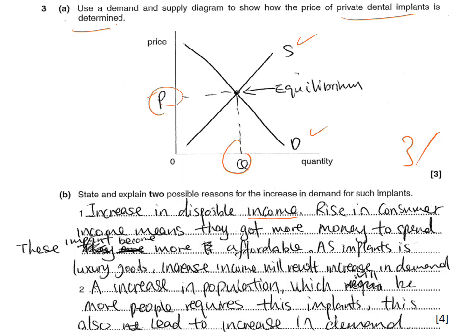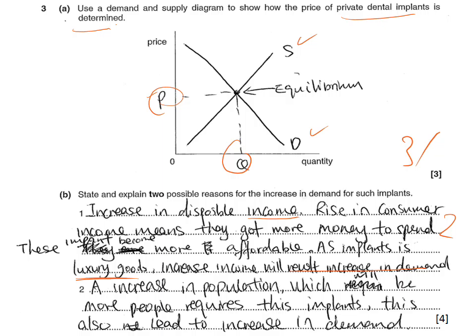These goods become more affordable as implants are luxury goods. The increase in income will result in an increase in demand. Could say normal goods, could say necessity goods, but there's a positive relationship between the two, so we've definitely got 2 marks there. Increase in the population, which will be more people require these implants.